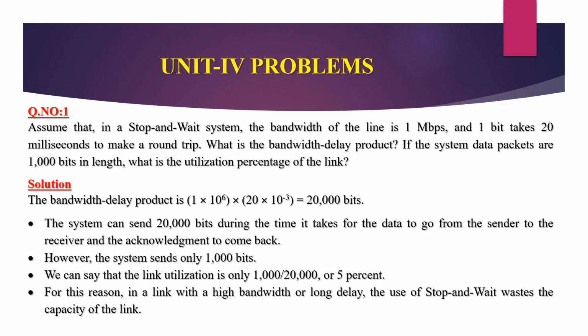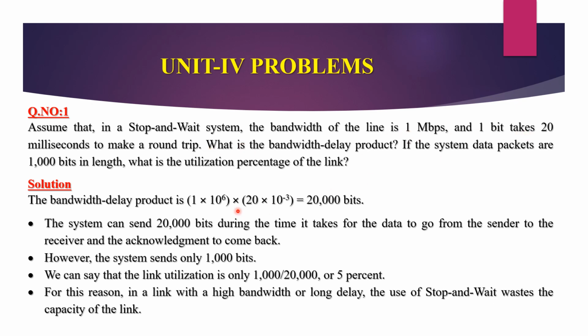The first problem: assume that in a stop and wait system, the bandwidth of the line is 1 Mbps and 1 bit takes 20 milliseconds to make a round trip. What is the bandwidth delay product? If the system data packets are 1000 bits in length, what is the utilization percentage of the link? So they have given the bandwidth and the round trip time.